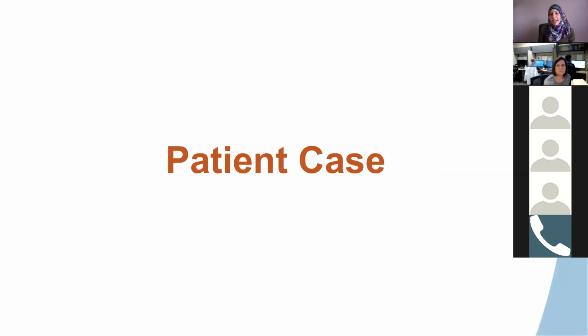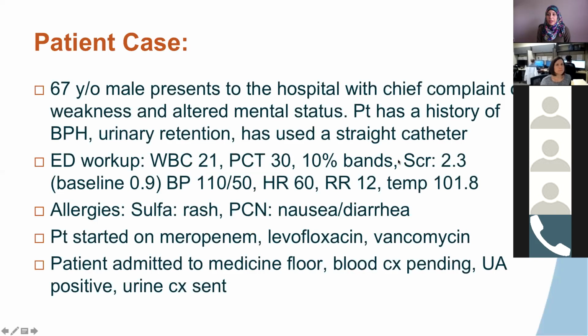So we just wanted to end by going over a patient case together, basically the thought process that I go through when I'm reviewing a patient case. We're going to start with a 67-year-old male who presents to the hospital with a chief complaint of weakness and altered mental status. This patient has a history of BPH and urinary retention and has been straight cathed.